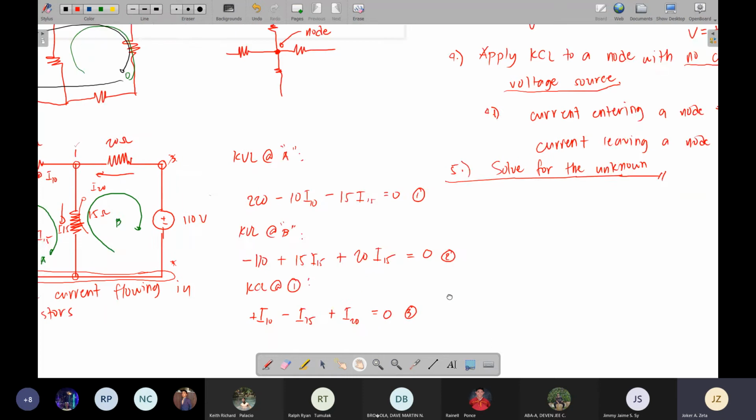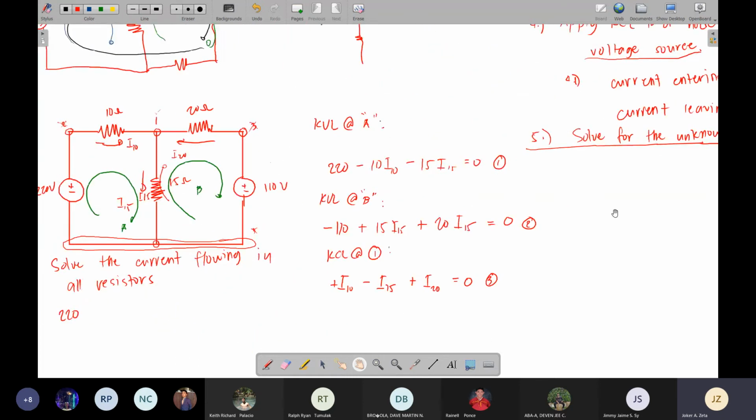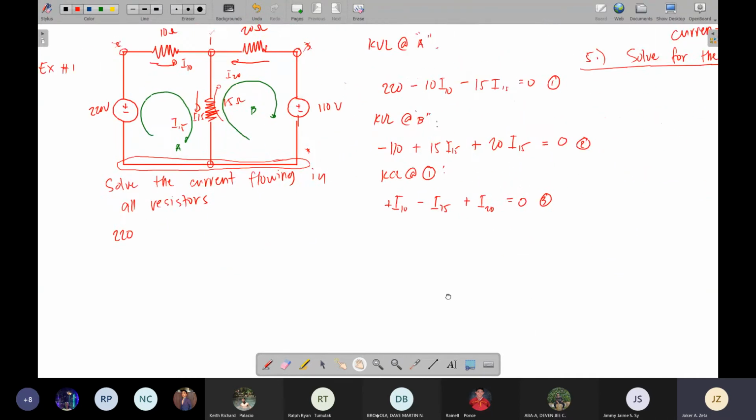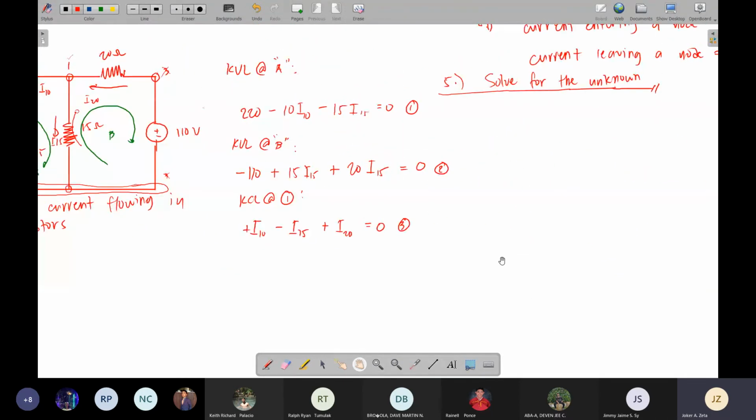Step number 5, solve for the unknown. Now, unsay ipangita? Ang ipangita is the current flowing in all resistors. So, kung current flowing in all resistors, technically, ang ipangita ani is kanang I10, I15, ug I20. So, we need to solve for I10, I15, and I20. Okay? So, for this one, ang buhaton na ni is either substitution method or isa pa.